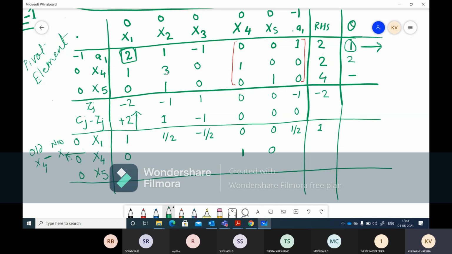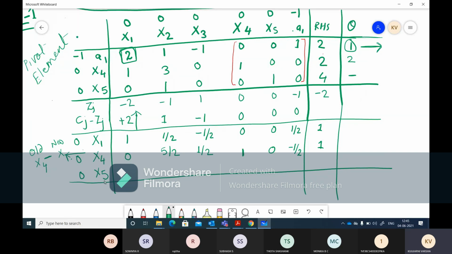So let us do this one also. 3 minus half, that is 5 by 2, which is 2.5, so it is 5 by 2. Then 0 minus half, so minus half. Then here 0 minus half, then here 2 minus 1, so it is 1. And now we have got all the values.